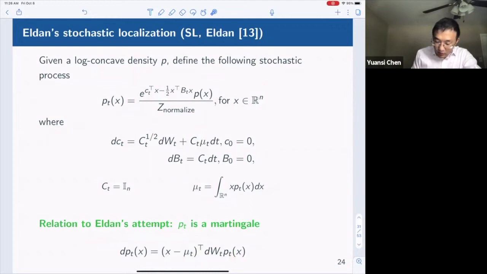At each iteration, you perturb P_t(x) by a little bit, a random linear function multiplied by the original density. You shift the target a little bit. And this formalism actually has some benefit, because when you introduce this Brownian motion, you know that P_t is a martingale, and you have some properties to control this martingale.